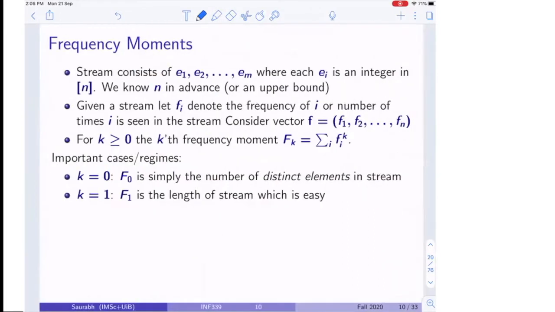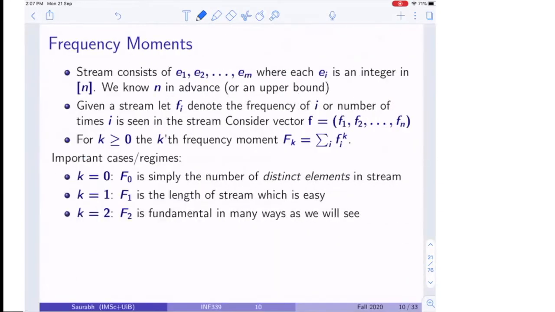And what is k equal to 1? f1 is basically the length of the stream, because if you put k equal to 1, then you basically count the total number of elements in the stream, just a different way of counting. And for this we have already seen an algorithm. It sounds very weird to count the number of elements in this way, but nevertheless, this abstract model provides a framework to study all these things.